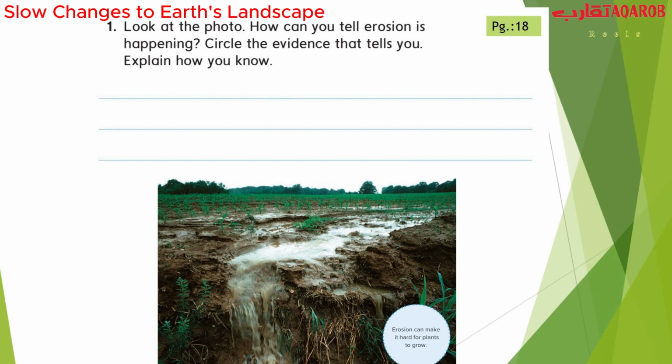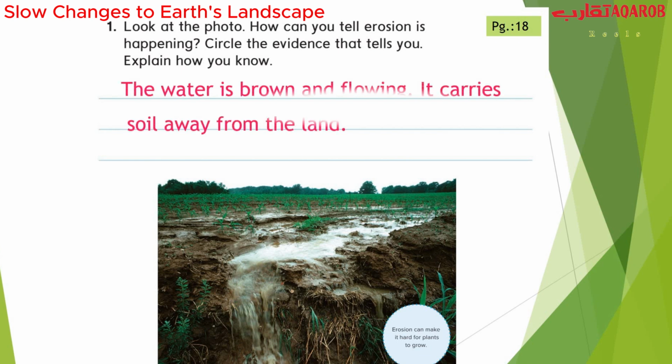So let's write the answer. The water is brown and flowing. It carries soil away from the land. Now they're also asking you to circle the evidence that tells you. So we have to circle the evidence here. Where is the evidence? Where is the water that is not clear? In here. Excellent. So this is the evidence. Please circle it in your book.